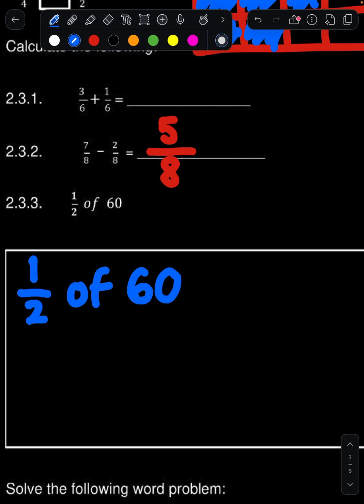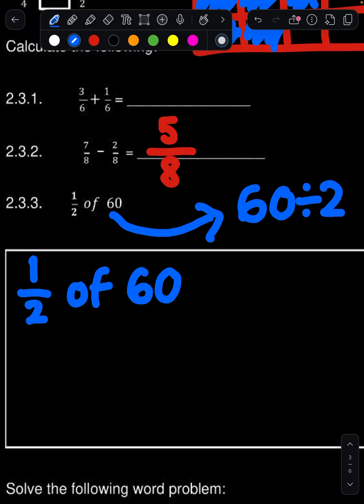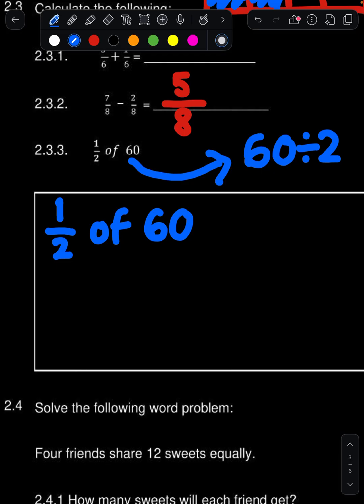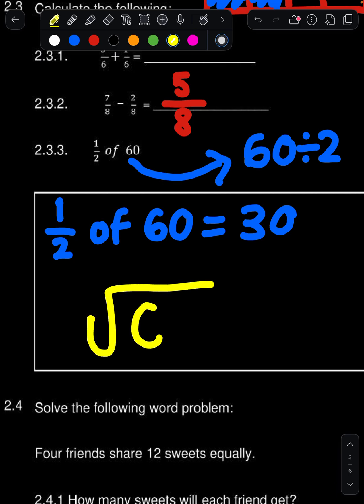When you're working out a half, you can always just go 60 divided by 2. You might know straight away that 60 divided by 2 is 30. If you don't know it straight away, what you would do is work it out with your garage method, your division. You're going to say 60 divided by 2.